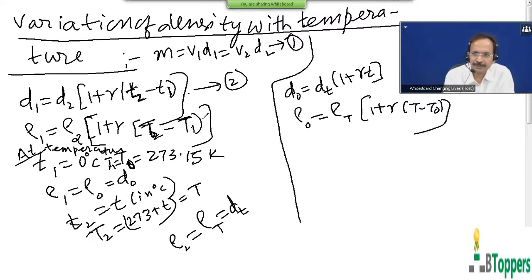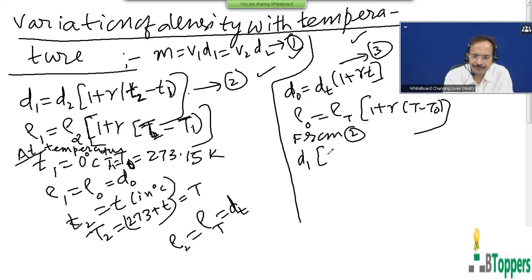Sometimes we use an approximated formula in some of the problems, but equations 1, 2, 3 are exact equations applicable both for solids and liquids. But in some of the problems we use this approximated formula also. To get the approximated formula, I will multiply both sides of the second equation with 1 minus gamma into T2 minus T1.